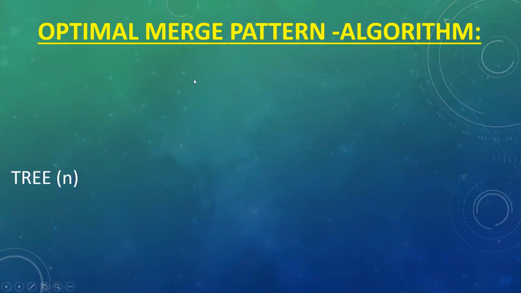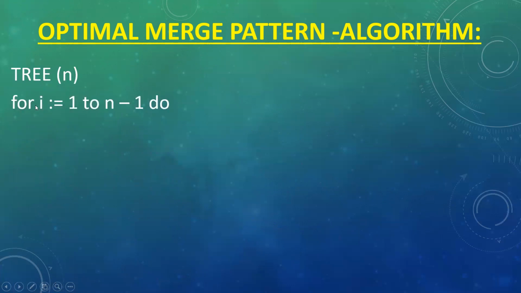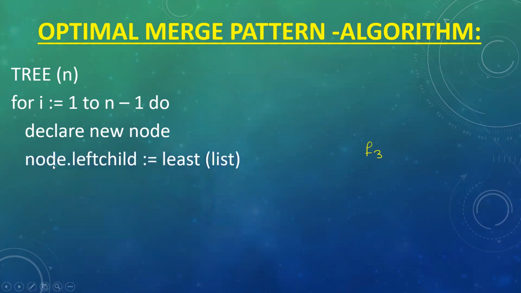So let's see the algorithm. Here we are constructing a tree with the number of nodes n, with files 1 to n minus 1 that we have to see, and then we declare a node. So we have taken first the F3 node and then the F4 node. In that way we are declaring a new node. The node's left child is the least of all the list. If you see the previous example, what was it? It was 2, 6, and then 8, and then 10.